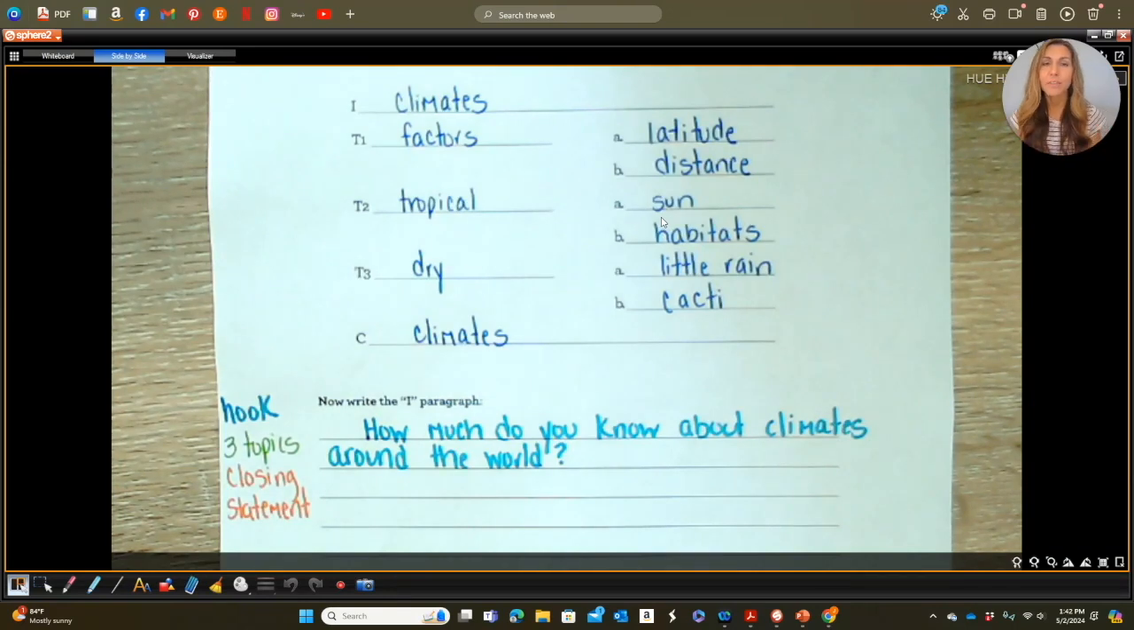Okay, boys and girls, so I finished my hook. If you need another moment, go ahead and pause the video. You can pause this video at any time if you need just a bit longer to write your sentences. But if you have finished your hook, let's go ahead and share.